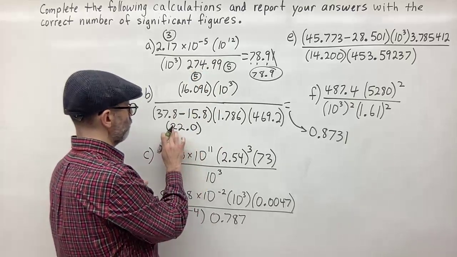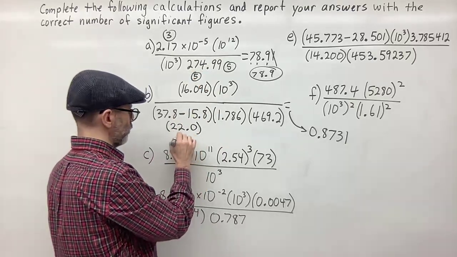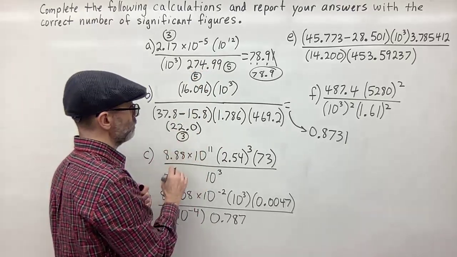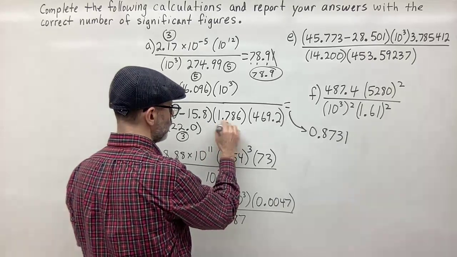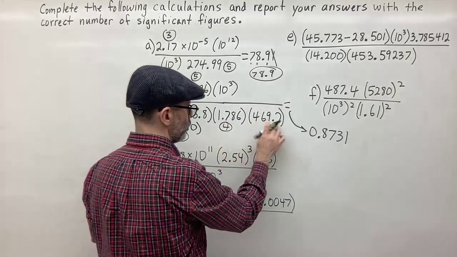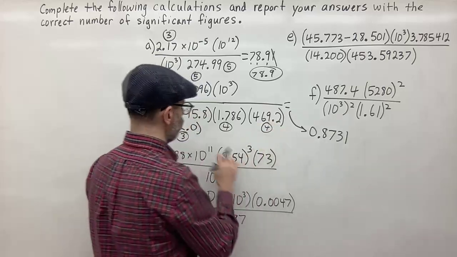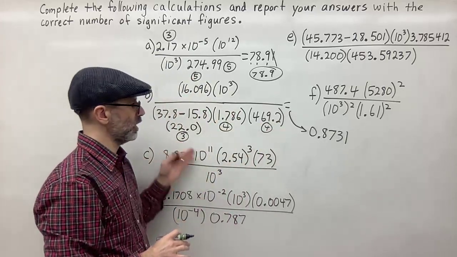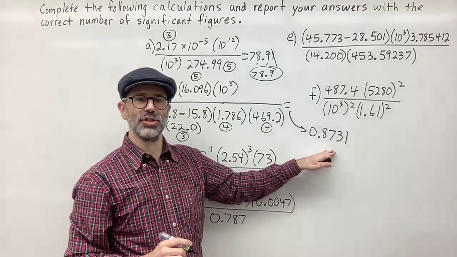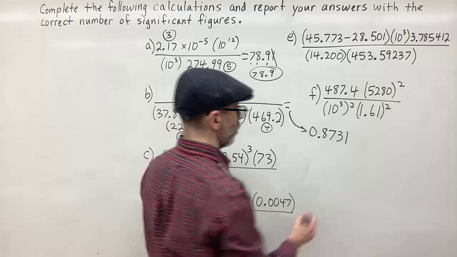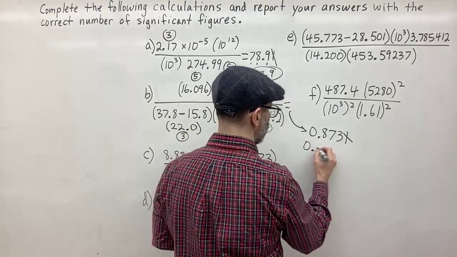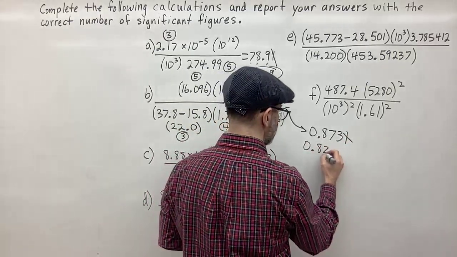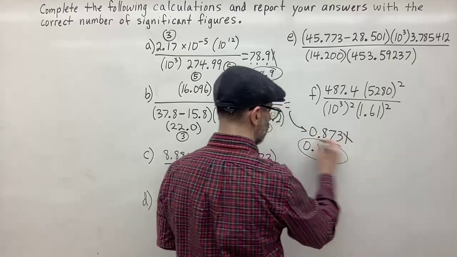And here we have 1, 2, and 3 sig figs, so there's 3 there. Here we have 1, 2, 3, 4. And here we have 1, 2, 3, 4. So the least number is 3. So therefore, our answer should only have 3 sig figs. So again, we're going to drop the 1, and we're going to report our answer as 0.873.